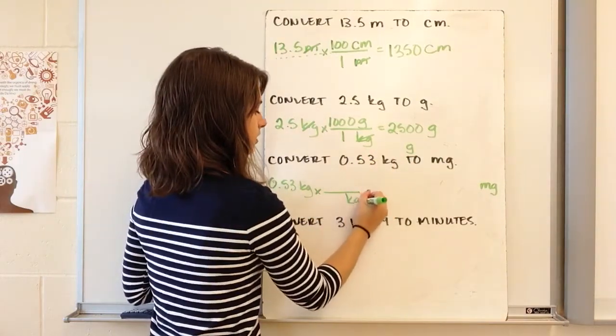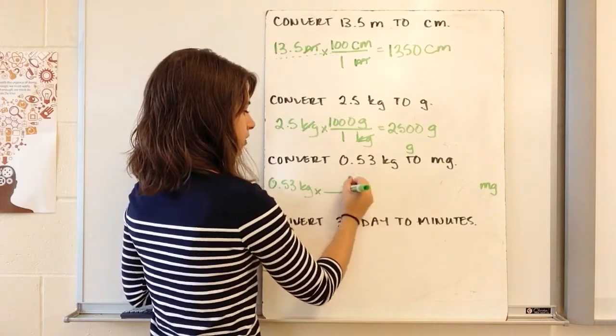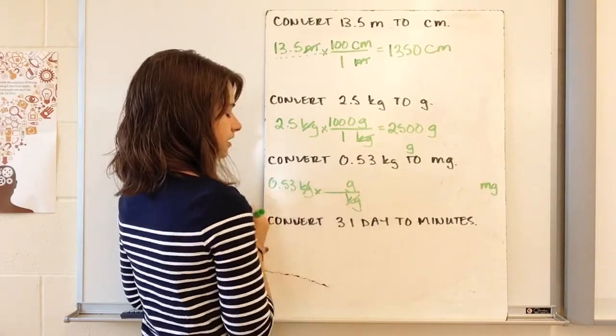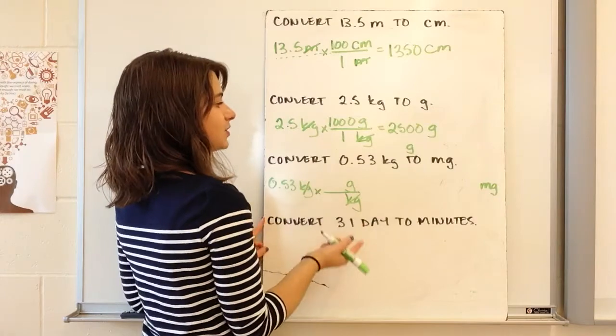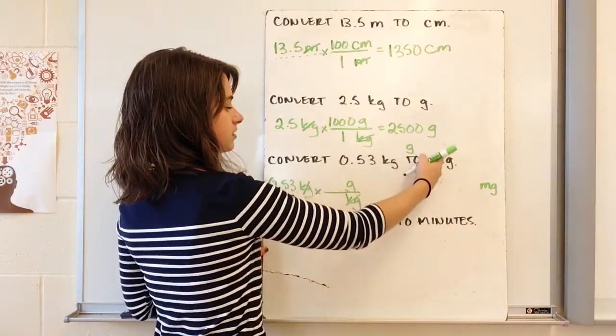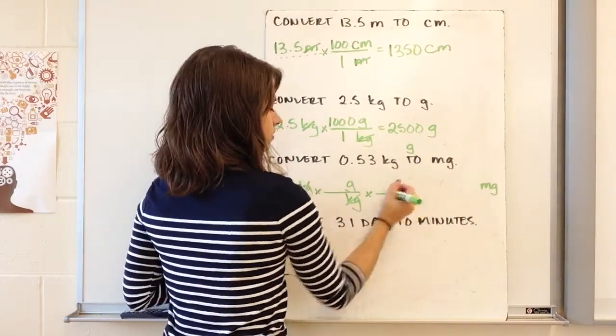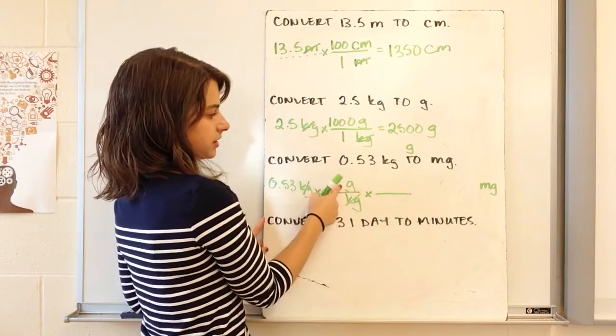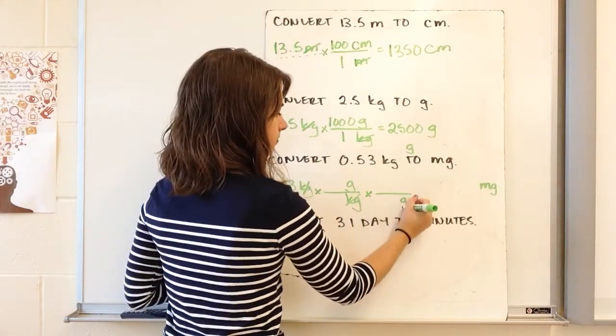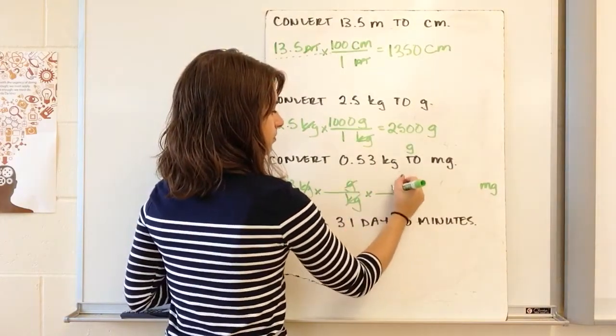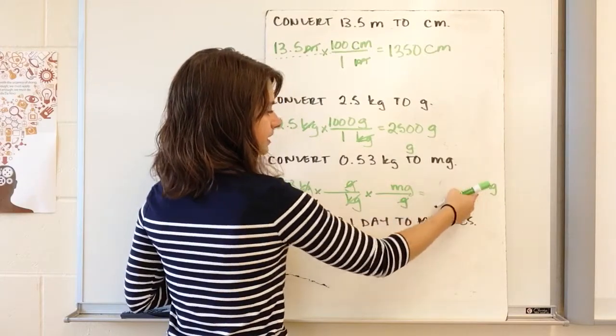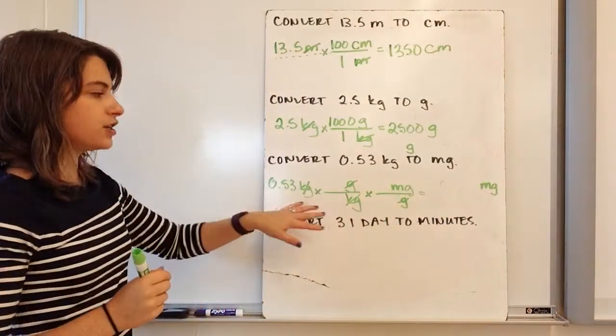So I'm going to go ahead and put kilograms on the bottom. I'm going to put grams on the top. That'll get rid of my kilograms units. I'm going to do a second step to get from grams to milligrams. So now I need my grams units to disappear. So I'm going to put grams on the bottom. I'm going to put milligrams on the top because that's what I want to end with. So my units all work out.